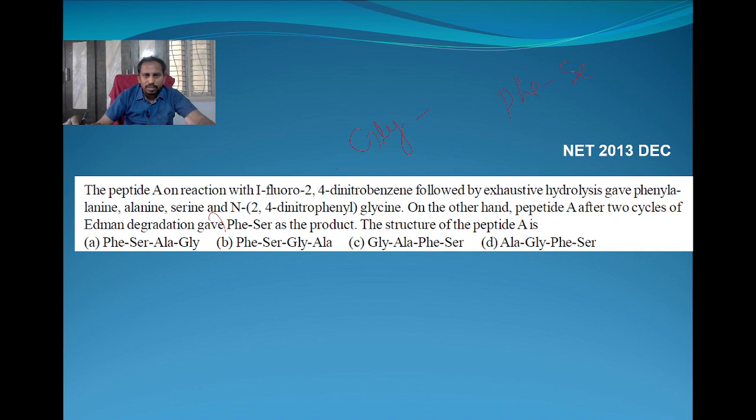So glycine will be the first one, at the N terminal. Then we'll have alanine. In the last product, we are getting phenyl and serine. So C is the right answer, from N terminal to C terminal. In Sanger's reagent, we are getting this product with glycine. Then after hydrolysis, we get alanine, then the end product phenylserine. So this is the sequence of amino acids in this tetrapeptide.